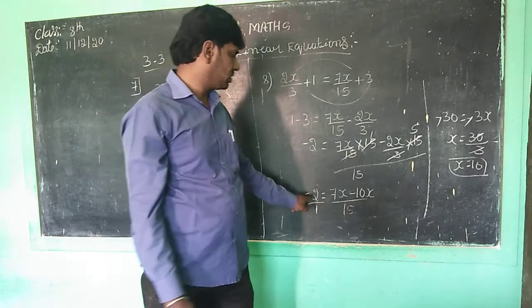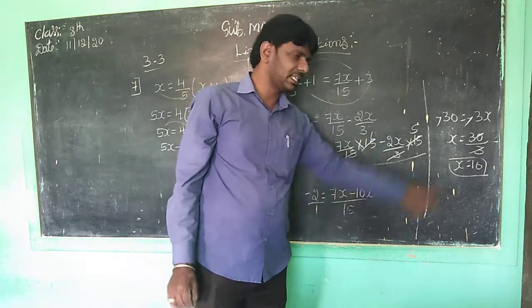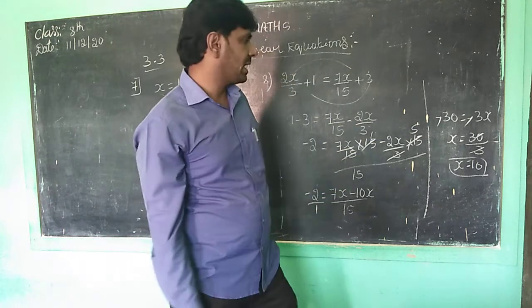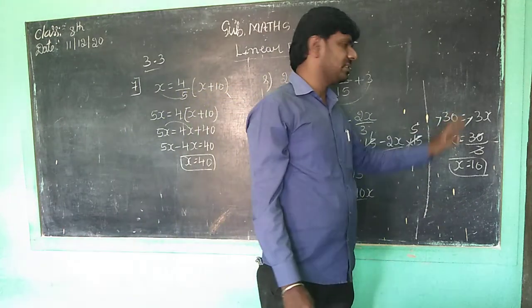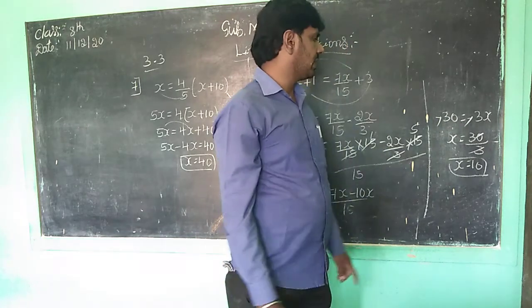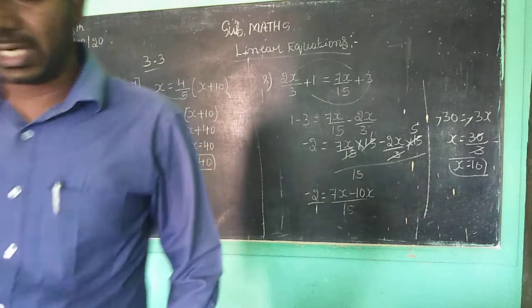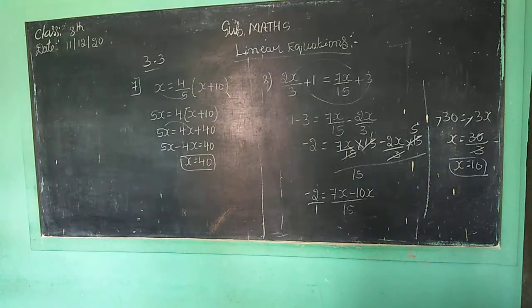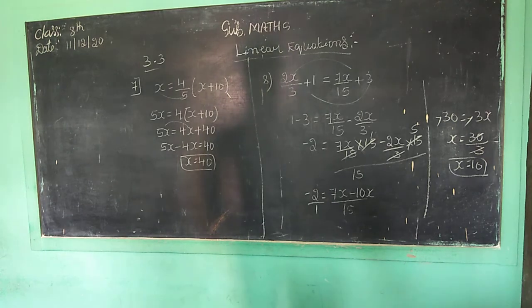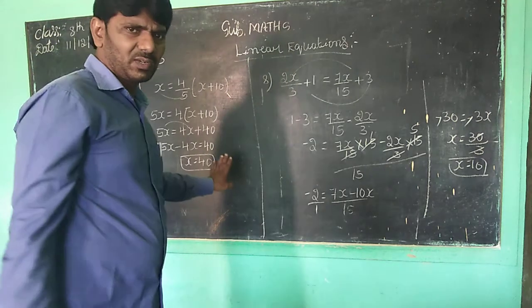So children, here minus 2 into 15 is cross multiply, means minus 30 plus 7x minus 10x is equal to minus 3x. Minus minus will cancel. x is equal to 30 by 3. 3 10s are 30. x is equal to 10, children. Children, you can understand this one. Okay, children. Next, we want to go to the next question. Very good.